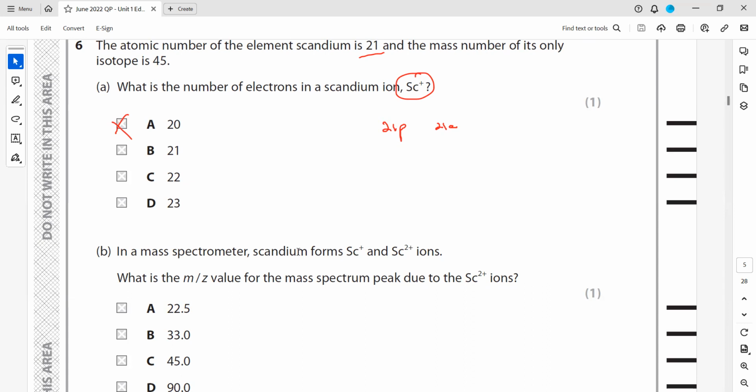Then in a mass spectrum of scandium, +1 and +2, what is the mass to charge ratio value for the peak due to scandium +2? So the m/e ratio: the mass of scandium is 45 and the charge is +2. So 45 divided by +2 will be 22.5, because the mass to charge ratio is mass divided by charge. So mass is 45 and the charge is +2.